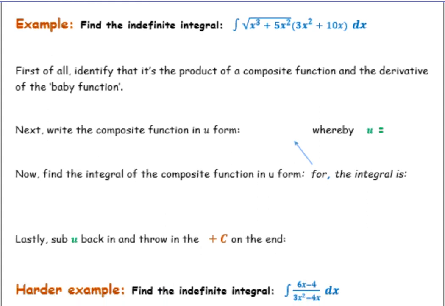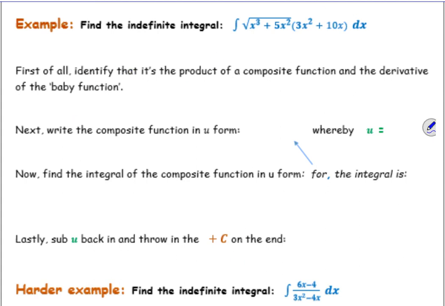Find the indefinite integral. The integral of the composite function multiplied by, what's the derivative of the baby? That's 3x squared plus 10x. So double check that the derivative of the baby happens to be the other factor you're being multiplied by. First of all, identify that it's a product of a composite function.